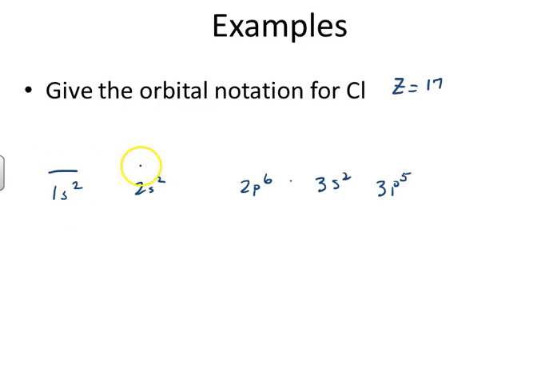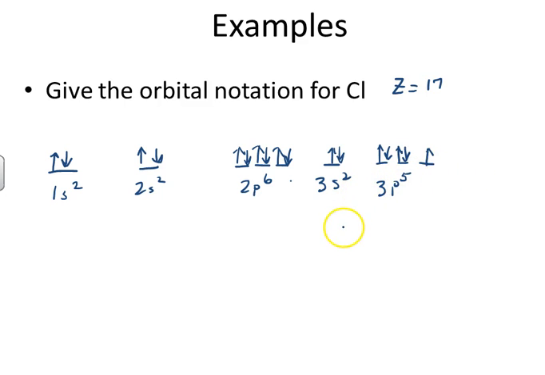S sublevels have 1 orbital, P sublevel 3 orbitals, S 1 orbital, P 3 orbitals. We then draw arrows. 1 up, 1 down, 1 up, 1 down, P6: up, up, up, down, down, down. S2, and then P5: 1, 2, 3, 4, and 5. That would be chlorine.